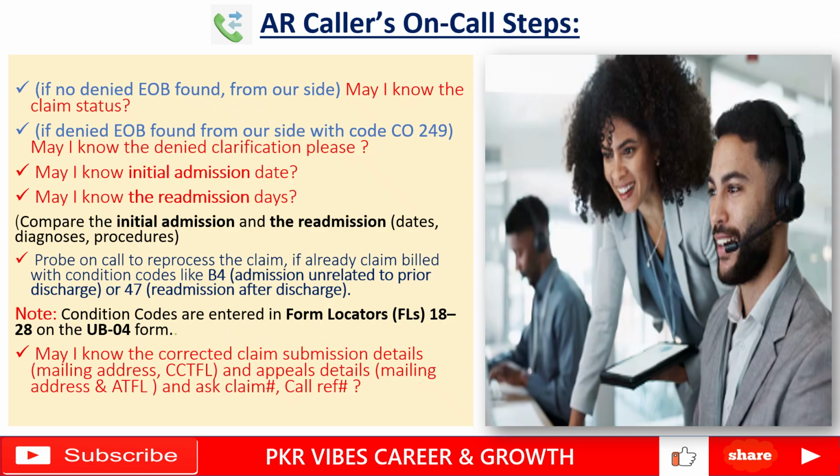If they reprocess the claim, take the call reference number and a reprocess reference number for the next follow-up. And the next one is to know the corrected claim submission details. For example, there are no condition codes available on the claim form. Then your final action is to know the corrected claim submission details and also the appeal submission details, meaning the corrected claim mailing address and corrected claim timely filing limit, and the appeals mailing address and appeals timely filing limit.